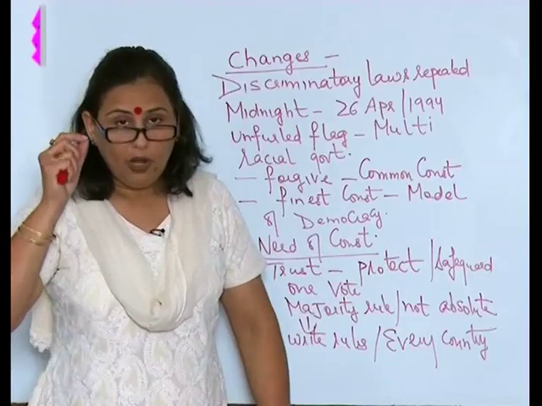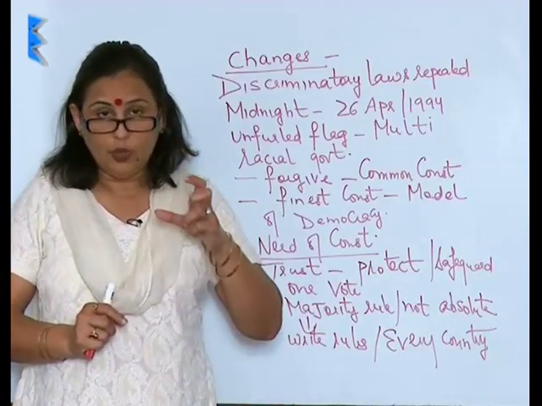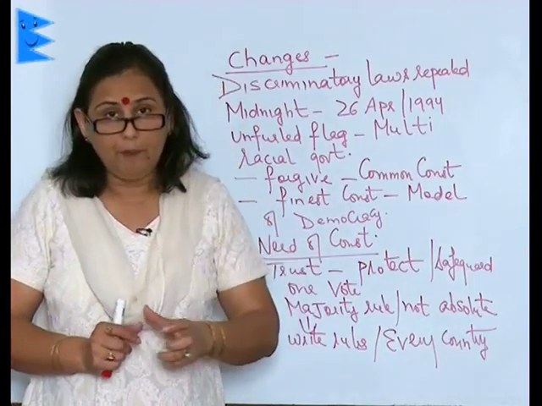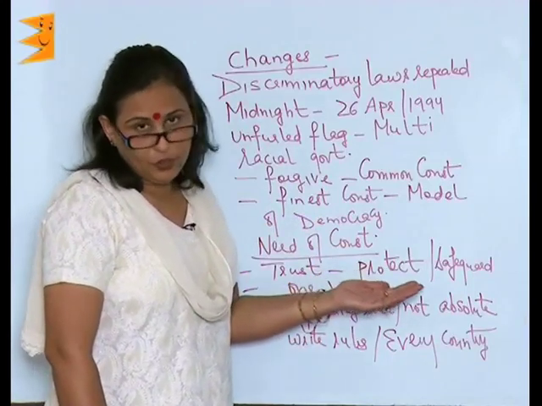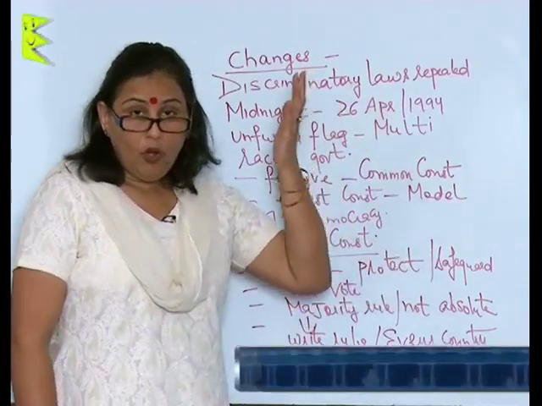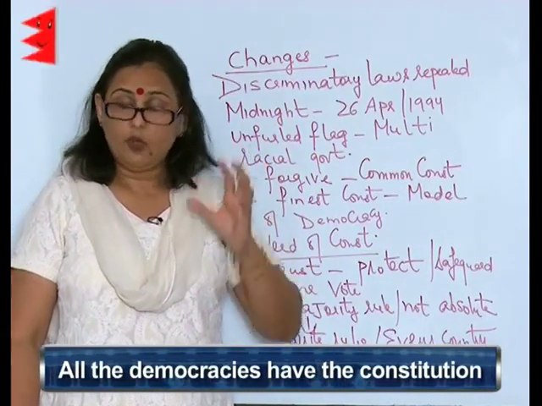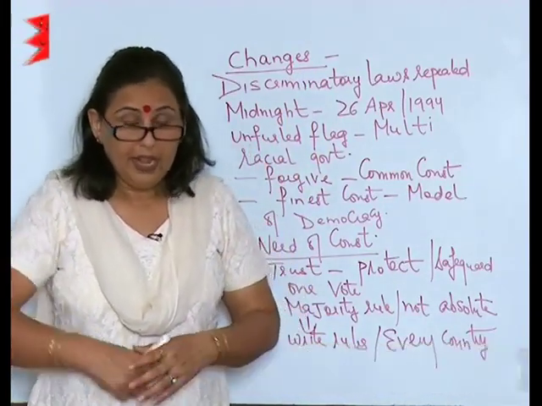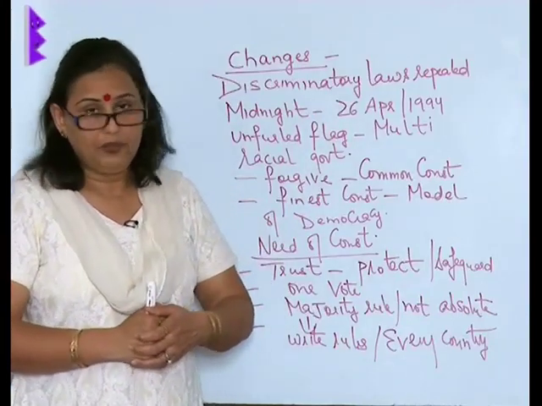And for all this to be put in black and white, we need to have a proper book which is called the Constitution. So, all the democracies have a constitution wherein they tell their ruler how they are going to rule their people.